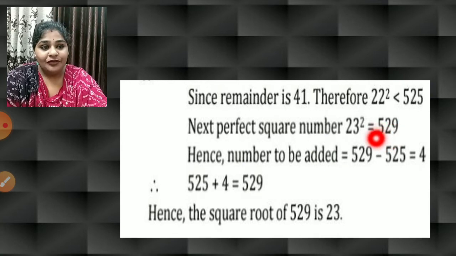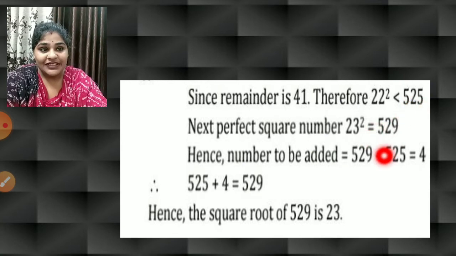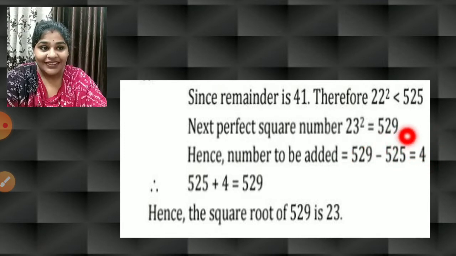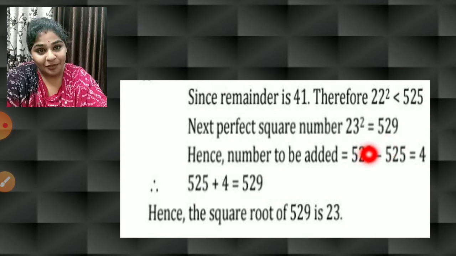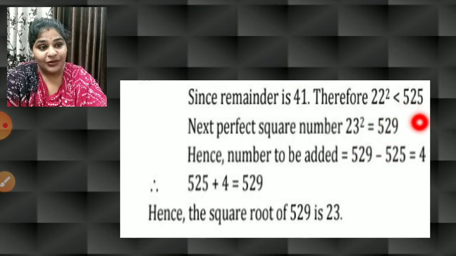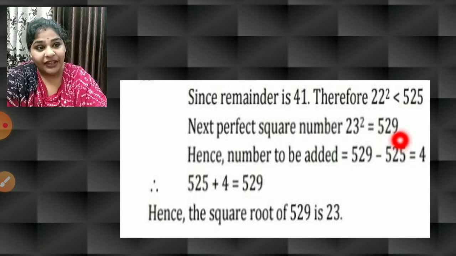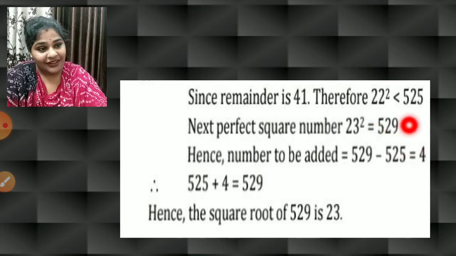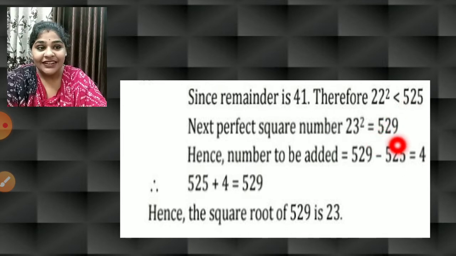So we will subtract 525 from 529. That means we will get the number which we have to add to the given number to make it a perfect square. Because after 525 we have found that 529 is a perfect square. So this 525 we have to make 529. And how to make it? After adding 4 to 525 we will get 529.